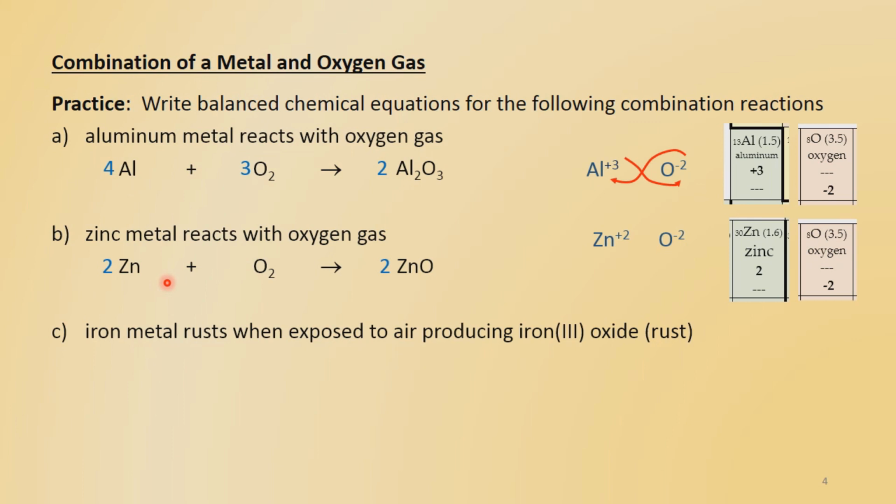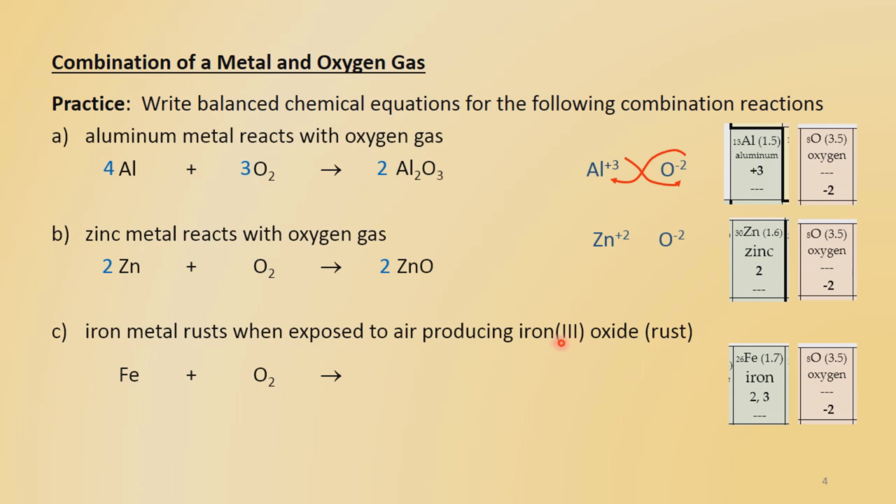How about iron metal rusts when exposed to air, producing iron 3 oxide, which is rust? Well, iron is one of the transition metals, and notice it has more than one oxidation state. Fortunately, the name tells us what the oxidation state is in the product. Oxide is minus 2. So we can write iron plus O2.